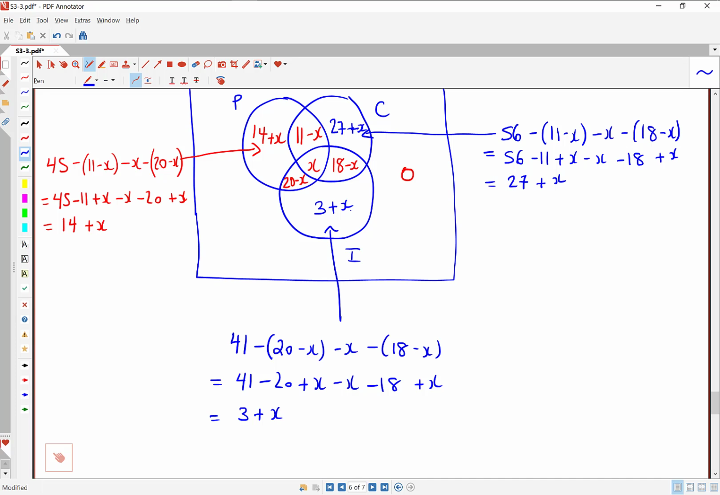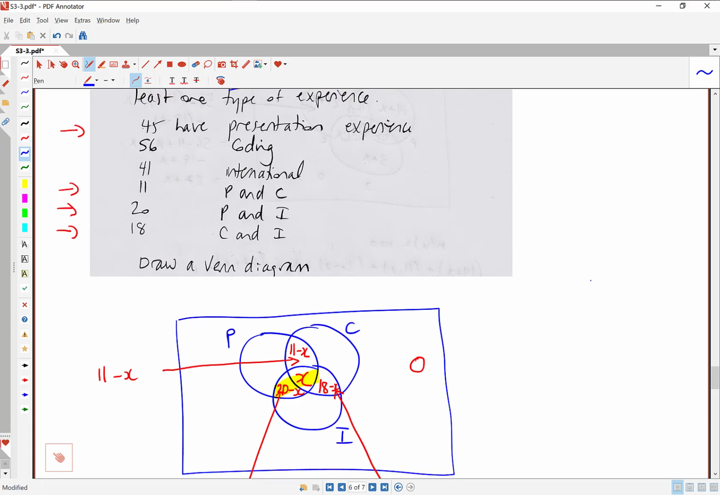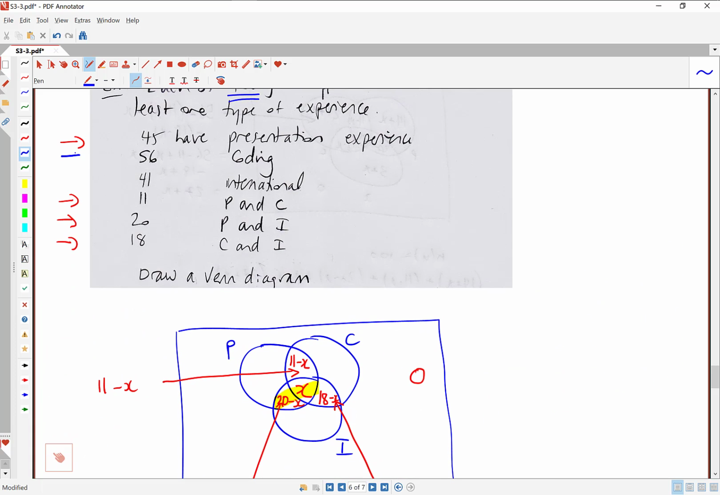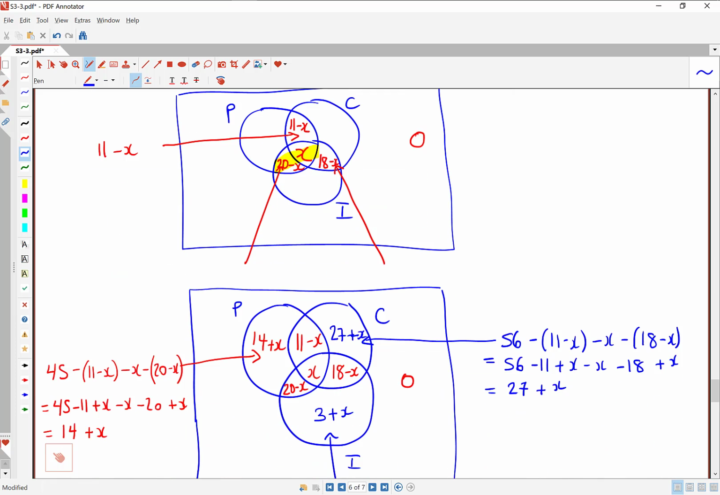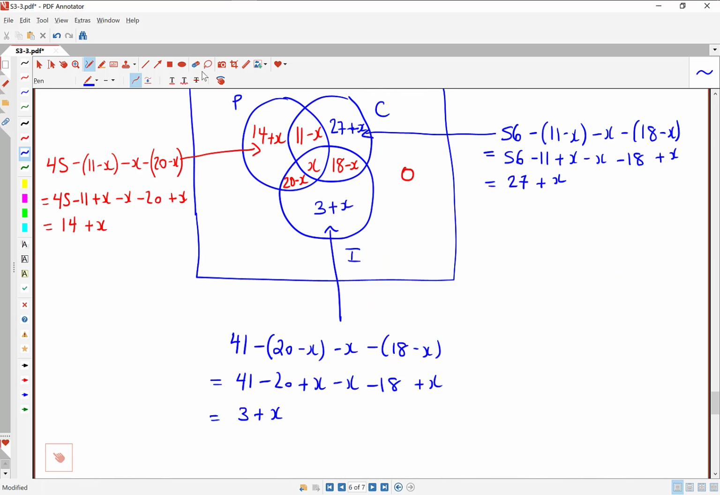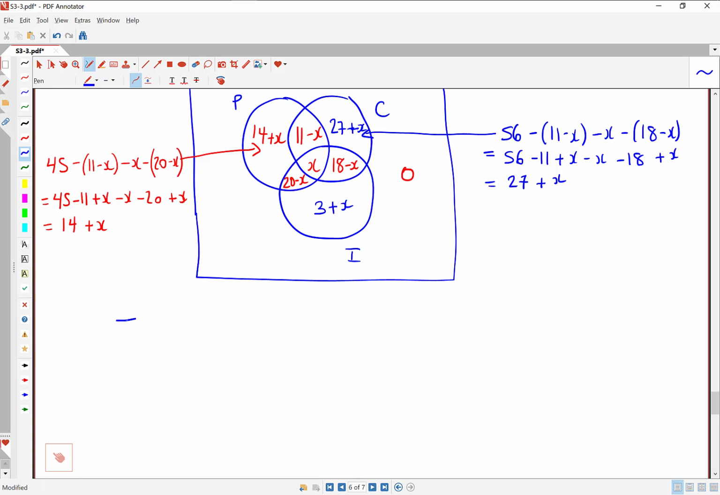The only issue is that we don't know what x is. So let's look back at the question and see how we can figure that out. We've used all 6 pieces of information here. We've used the fact that each of them has at least one type of experience. That allowed us to put the 0 on the outside. But what we haven't used yet is the fact that there are 100 job applicants in total. So that's the secret to figuring out the x value. So I'm now just going to erase some of this side work to make a bit of room. And now we're going to do the last little part of the question, which is to find x.